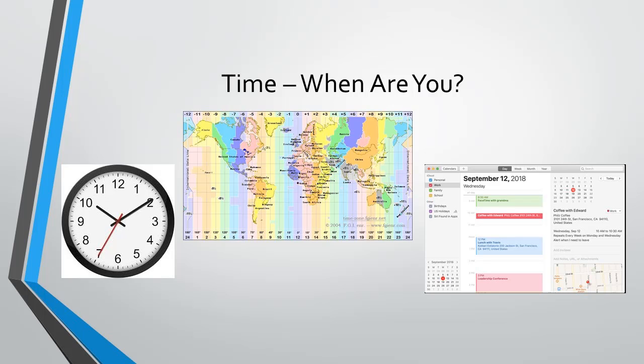While time is not generally used as a strong factor for initial authentication, it can be used to require additional factors at particular times.